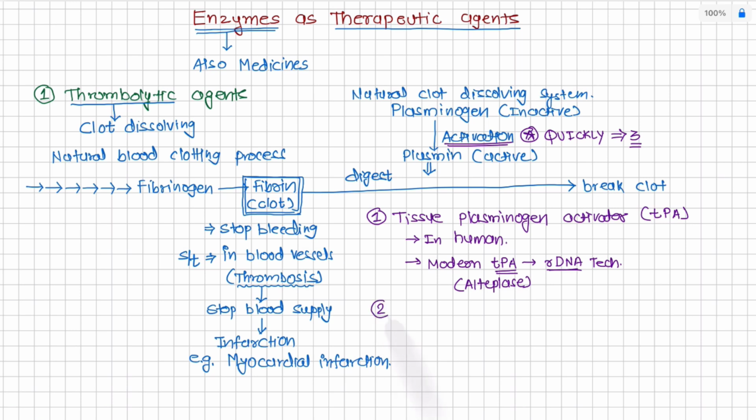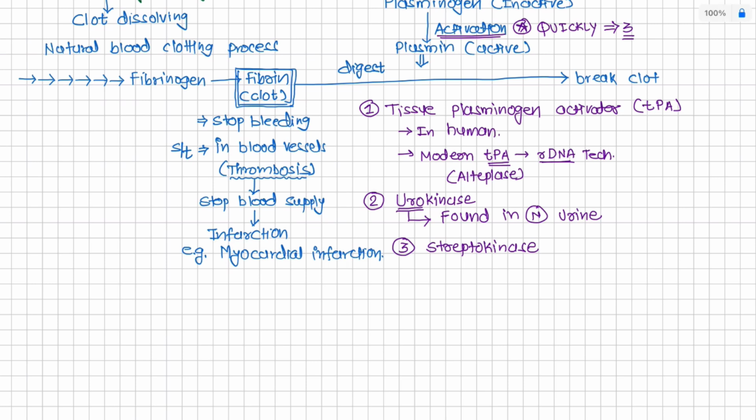The second activator is urokinase. As the name suggests, urokinase is found in normal urine. This also activates plasminogen into plasmin. And the third is streptokinase. This one is interesting because it's derived from hemolytic streptococcus bacteria. Streptokinase forms a complex with plasminogen, and this complex then releases active plasmin.